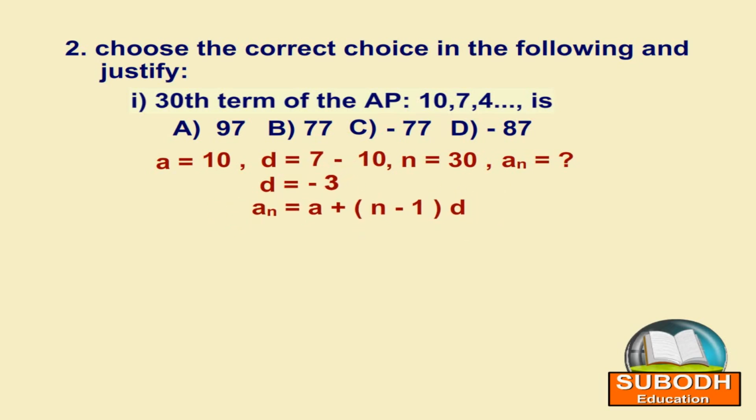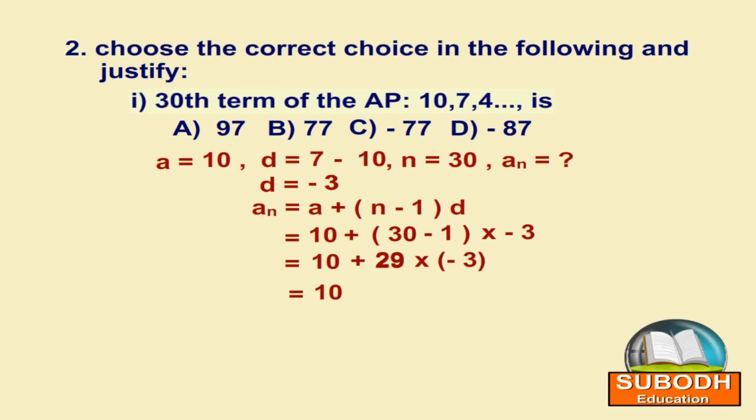Formula: An is equal to A plus N minus 1 into D. A is 10, plus N is 30 minus 1, into D, which is minus 3. 30 minus 1 is 29, into minus 3. 10 plus 29 into minus 3, minus 87, is equal to 10 minus 87, which is minus 77.